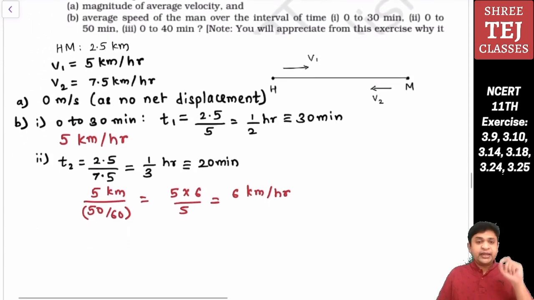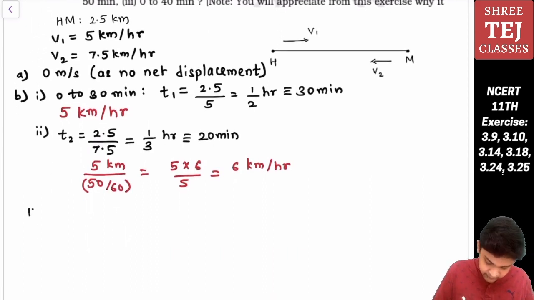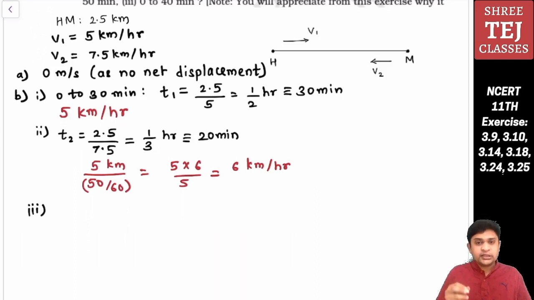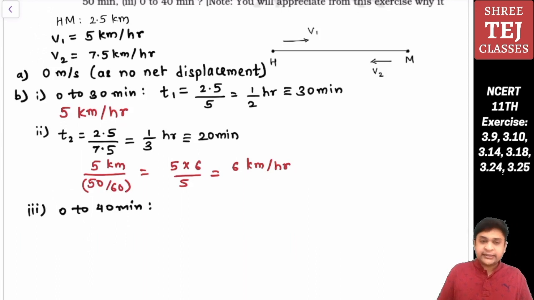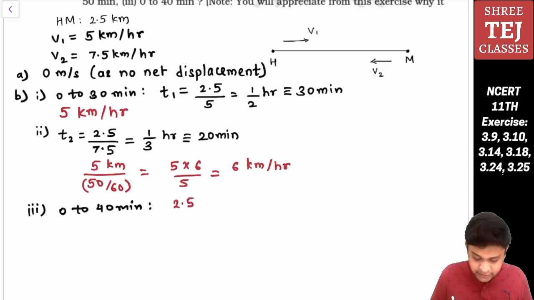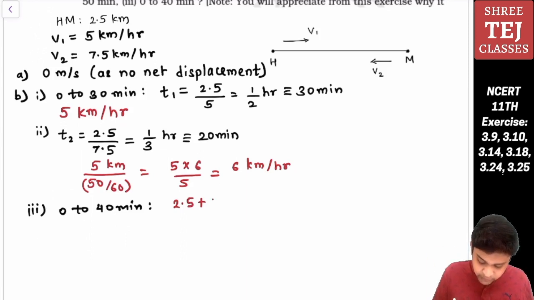Now we also have to find average speed from 0 to 40 minutes. So this will be directly total distance traveled. Total distance traveled would be 2.5 kilometer, which is the first half of the journey. Second half of the journey requires 20 minutes. So in 10 minutes, half of the distance will be covered. So 1.25 kilometer, and time taken is 40 minutes.